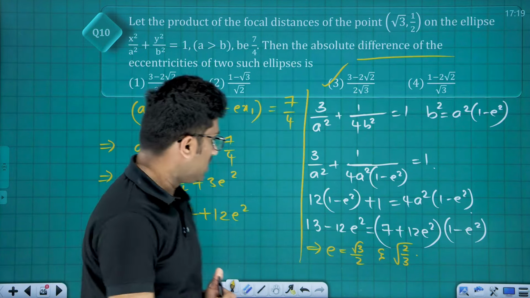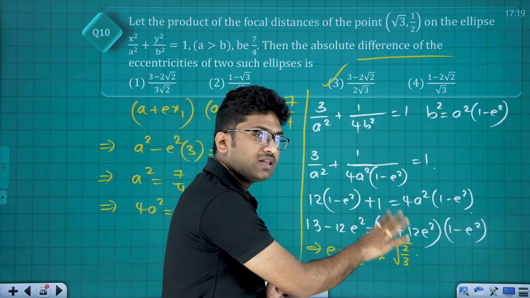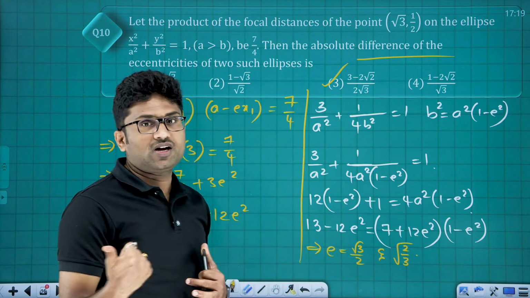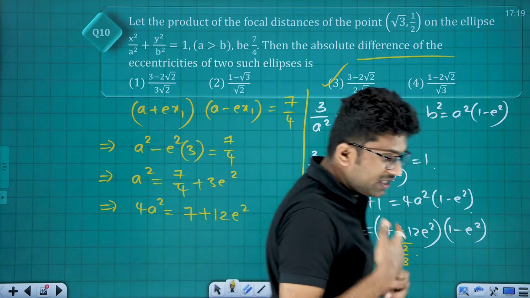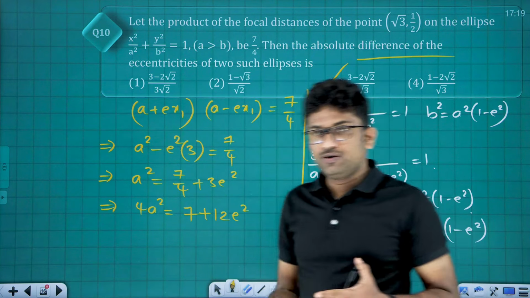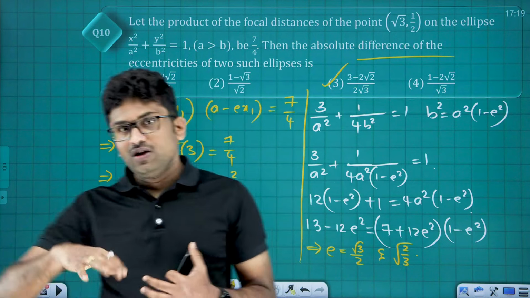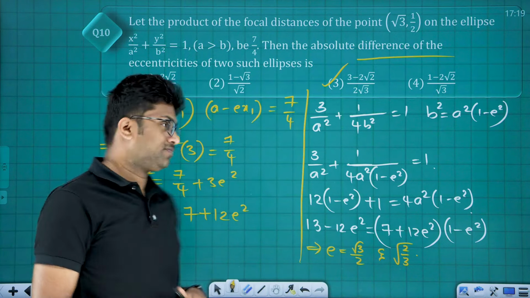Clear? It's simple, friends. This is the step where it becomes lengthy, but put e square is equal to t, you'll be getting a quadratic equation in t. Then solve for t, you'll be getting values. So t is nothing but e square. Once you get e square, you get e.